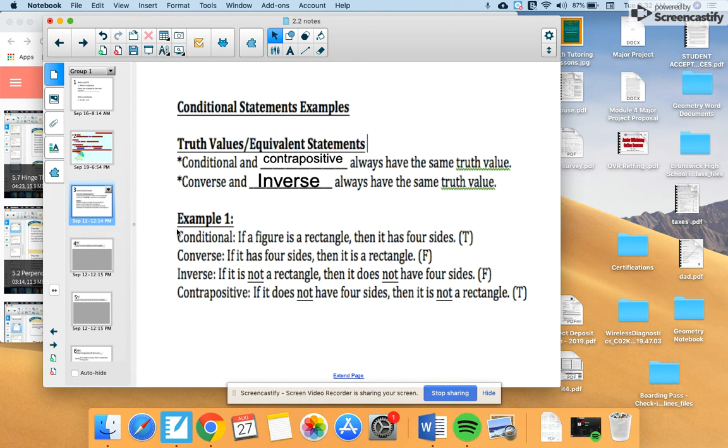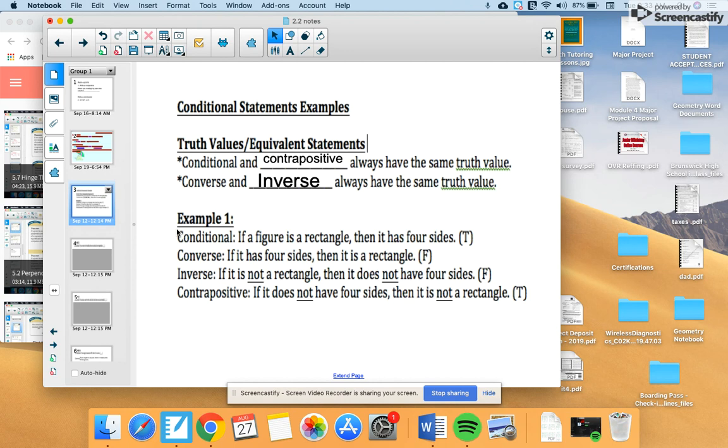When we're talking about our conditional statements, we get four statements that occur with that. We have a conditional, we have a converse, we have an inverse and contrapositive, and then we have truth values. So the conditional and the contrapositive always have the same truth value, and the converse and the inverse always have the same truth value. So for example, we have the conditional, which is if a figure is a rectangle, then it has four sides. That is a true statement. A rectangle has four sides.